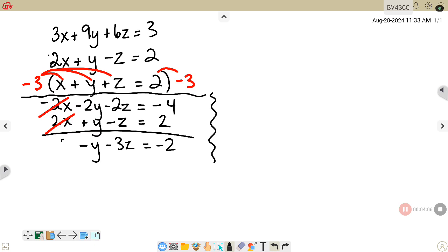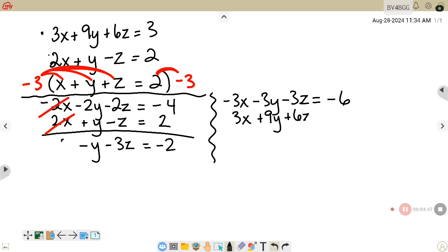So I've got negative 3 times x, which gives me negative 3x. Negative 3 times y, so negative 3y, and then negative 3 times z gives me negative 3z, and that's going to be equal to negative 3 times 2, which gives me negative 6. Now that top equation, I'm going to write it below the new equation that I just created. So I'm going to have 3x plus 9y plus 6z equals 3. And now I can add these together because, again, the x's will eliminate. That's what you want to do: eliminate the same variable 2 times without using the same exact 2 equations.